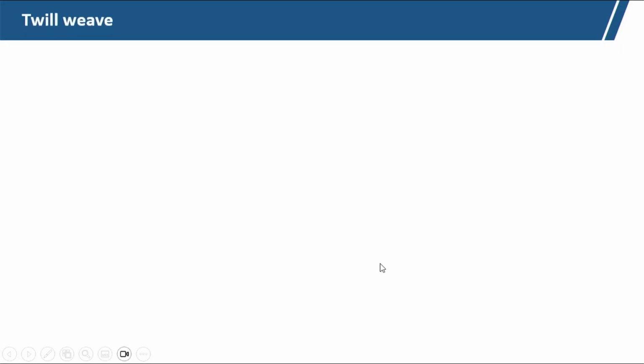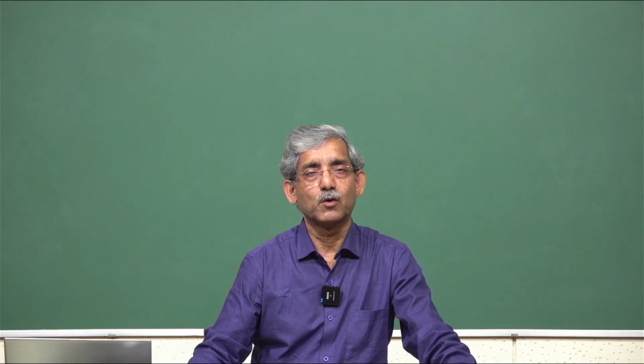Now, our next weave is another important weave, which is twill weave. Twill weave is also used for some protective textiles.